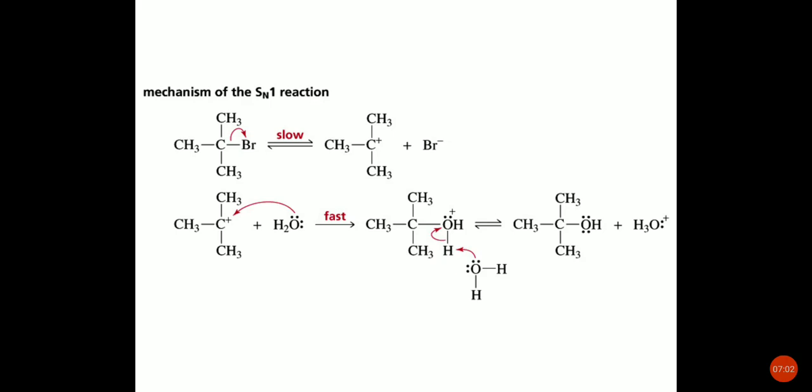Okay, so first of all, the oxygen of H2O forms a bond with the carbon of the carbocation, and you get an intermediate. After that, H is removed, and then you get the alcohol. So this is also an example of the reaction. Instead of H2O, you can take OH minus, meaning OH minus is directly attached to the positively charged carbon, and you will get the product. That is all about the mechanism of the SN1 reaction.